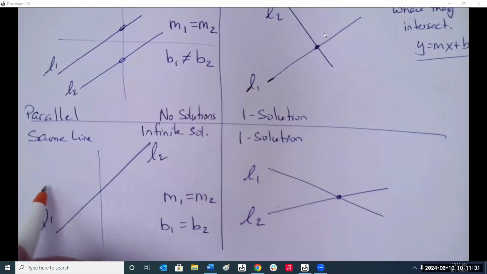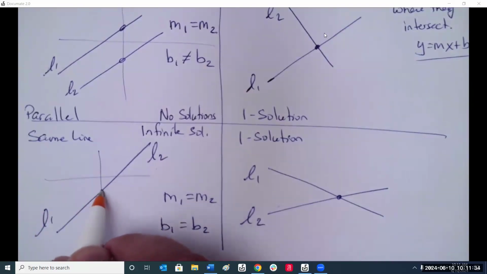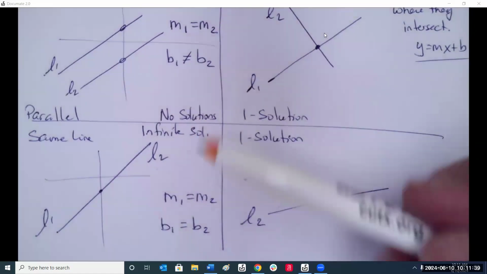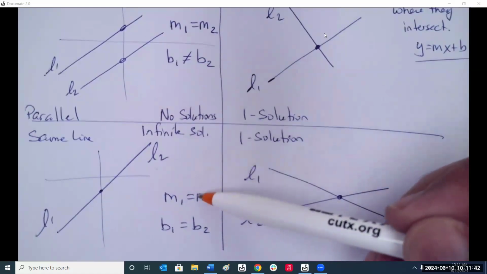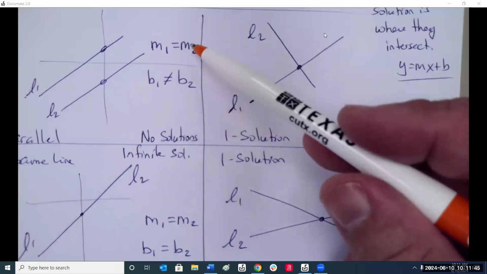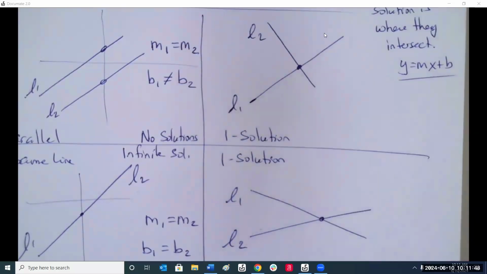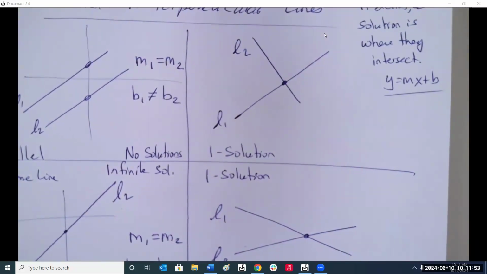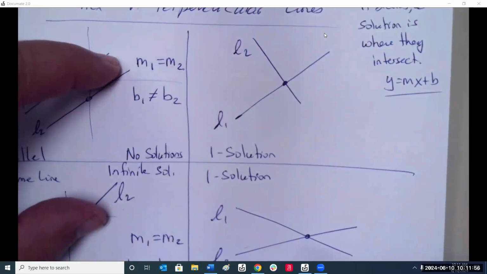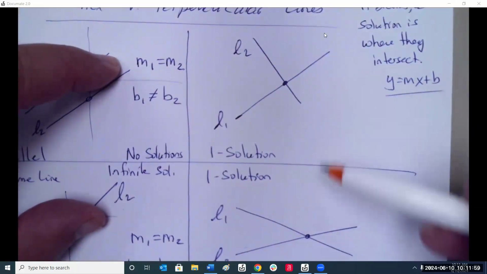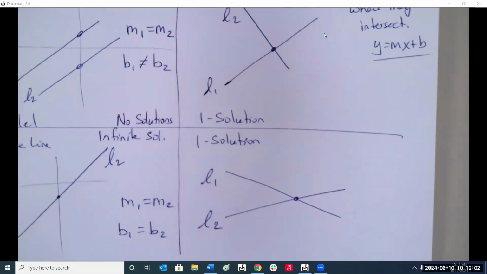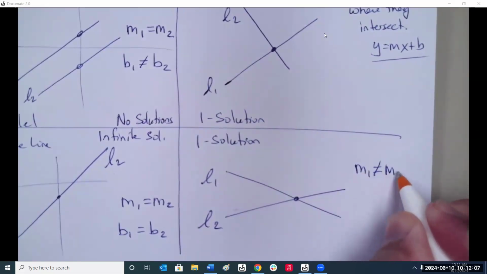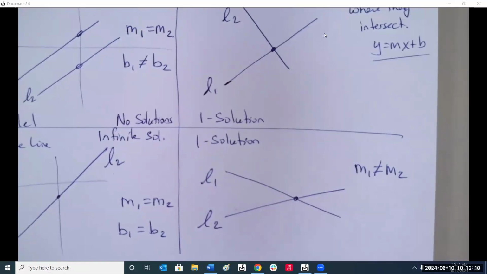Here's our XY grid. They have the same y-intercept and they have the same slope. So it's either all or nothing here. Infinite solutions if they have the same everything. No solutions if they have the same slope, different y-intercepts. Now comes the big difference. Since these two are the only cases with same slopes, these have to have different slopes. If slope 1 does not equal slope 2, then it's that.